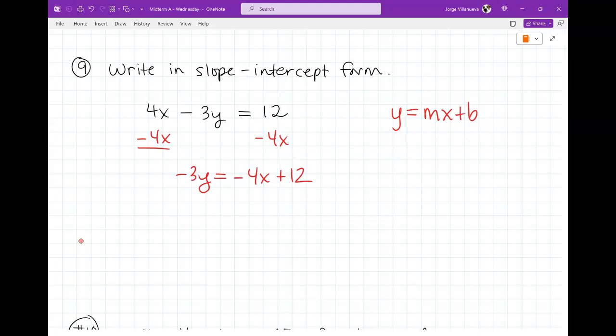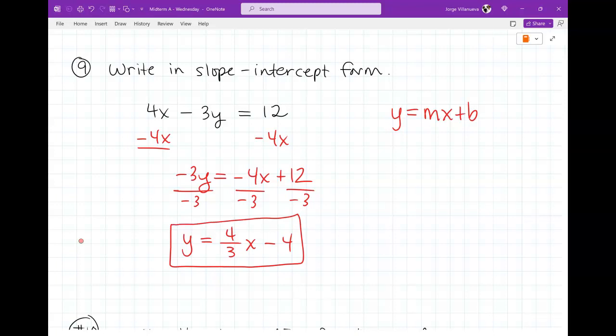And then what do I do? All right, divide everything by negative 3, and we're pretty much done at that point. Just be careful. So we get y equals negative 4 divided by negative 3. A negative and a negative create a positive, so this is 4/3 x. And 12 divided by negative 3 is minus 4. And this is your answer. So again, this is a quick problem. It takes me a while because I'm talking through it, but this would take you like 20 seconds at the most.